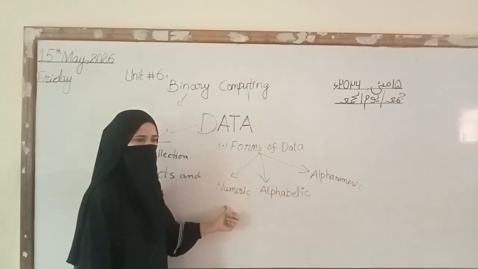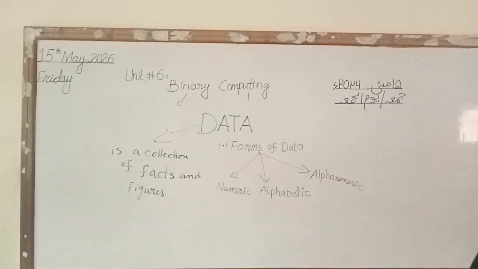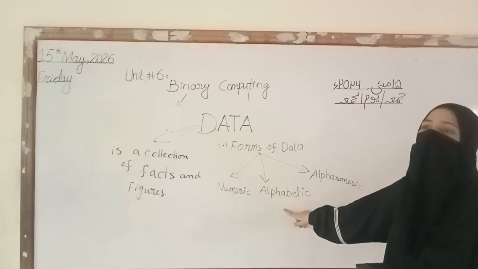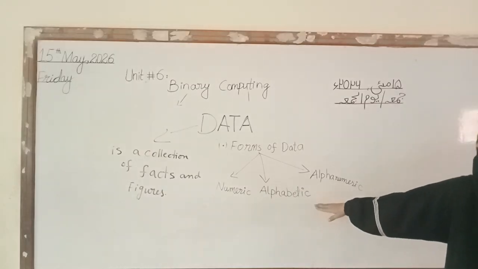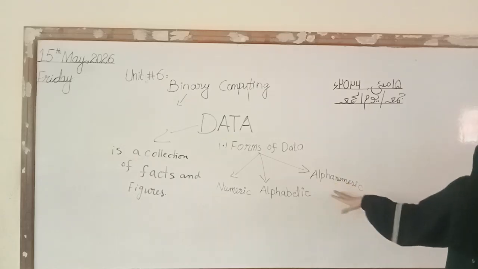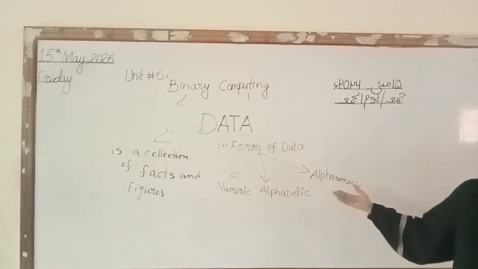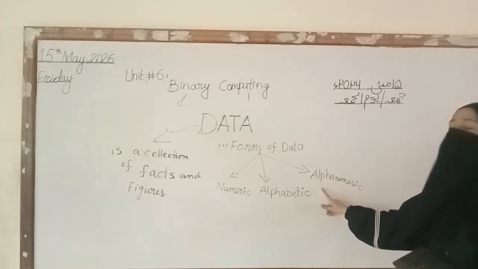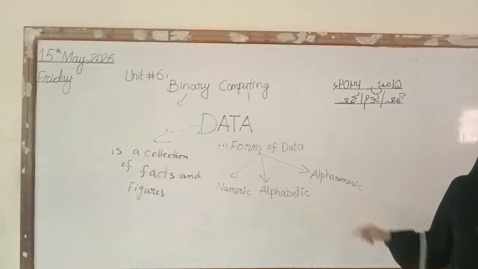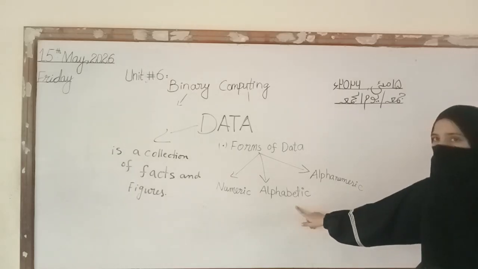First is numeric data, which consists of numbers. And if we are writing the word in English form, this form of data is alphabetic data. And if we are using both at the same time, like an email ID, when you are typing your email ID, we are using alphanumeric data because it consists of numbers, special characters and alphabets also.